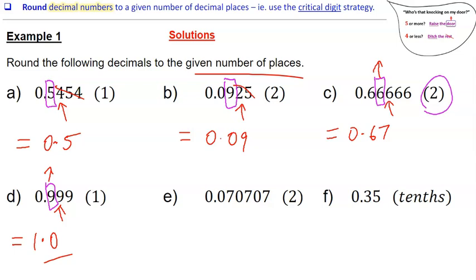Part E. Door, digit, 4 or less. Answer, 0.07. Last one, tenths. Door. Digit. It's 5 or more. Raise the door. Answer, 0.4. Correct to the nearest tenth. This is rounding, and all you need is the door, the digit, and the ditty.